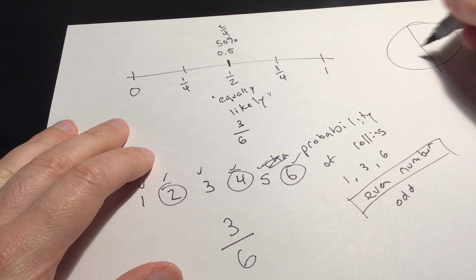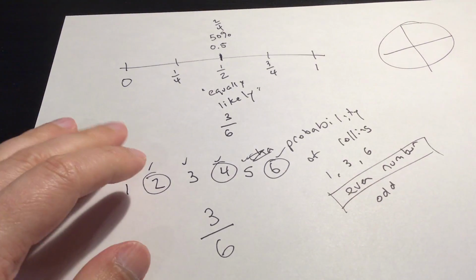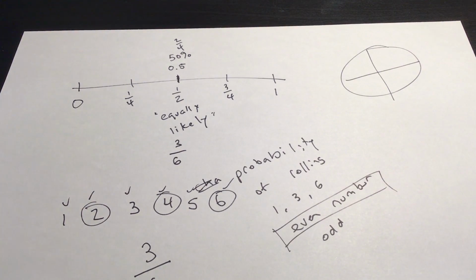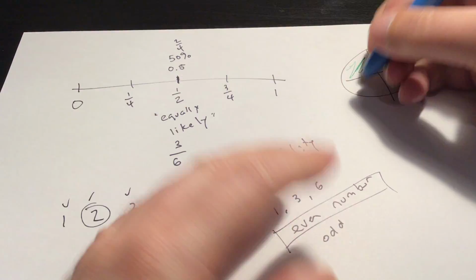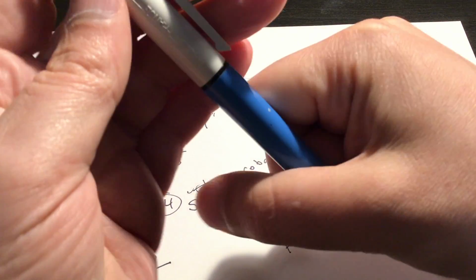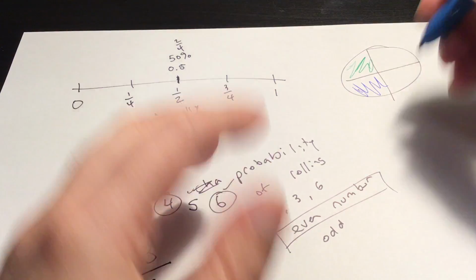So let's take this imaginary spinner and imagine that I was good at drawing and I drew those all equal size, okay? And let's put in green and blue, and this pen rules, man. What an invention.